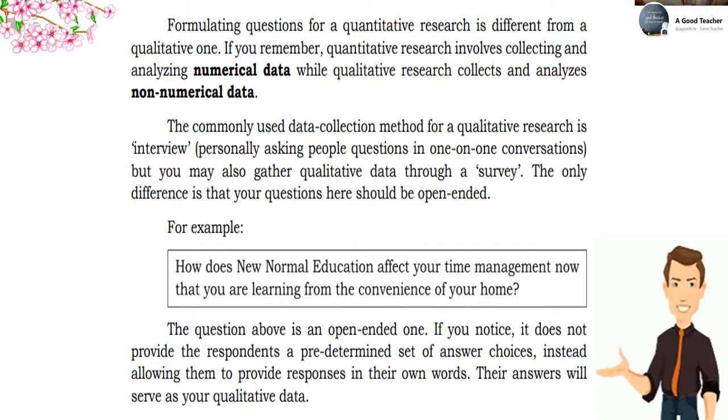The commonly used data collection method for a qualitative research is interview, personally asking people questions in one-on-one conversations. But you may also gather qualitative data through a survey. The only difference is that your questions here should be open-ended. For example, how does new normal education affect your time management now that you are learning from the convenience of your home? The question above is an open-ended one. If you notice, it does not provide the respondents a predetermined set of answer choices, instead allowing them to provide responses in their own words. Their answers will serve as your qualitative data.